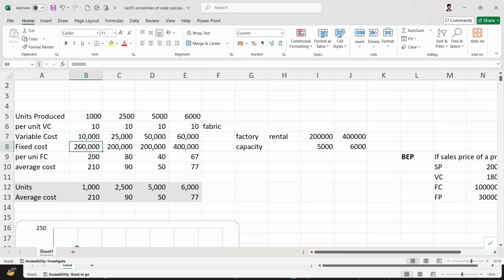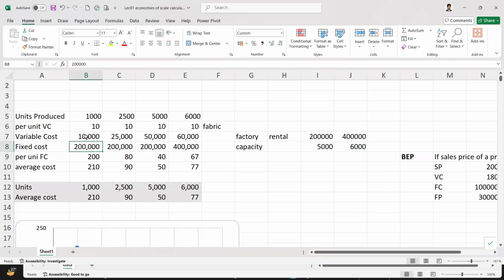And your fixed cost is fixed, always fixed, isn't it? Yes, sir. Fixed cost is 200,000. When you are producing 1,000 units, your fixed cost is 200,000. When you are producing 2,500, your fixed cost remains 200,000. When you are producing 5,000 units, your fixed cost remains 200,000. But when you are going beyond, your fixed cost is increasing.